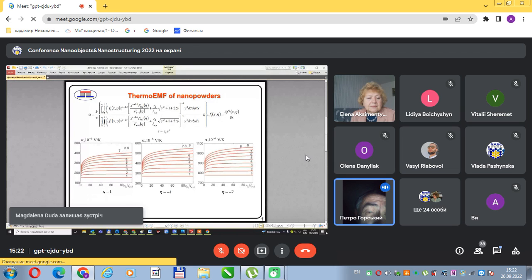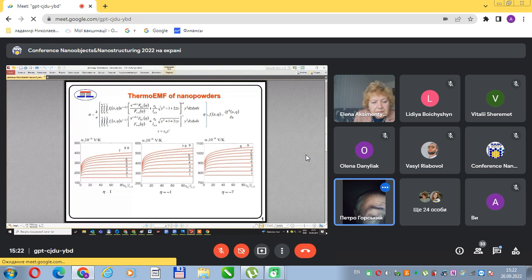Про що йде мова? Давно показано, що якщо ми обмежуємося лише електронною теплопровідністю, то добротність зростає з зростанням так званого показника розсіювання. Тобто чим сильніше час релаксації залежить від енергії, тим краще. А з точки зору квантової механіки цей показник R може змінюватись від мінус 0,5 до плюс 3,5.